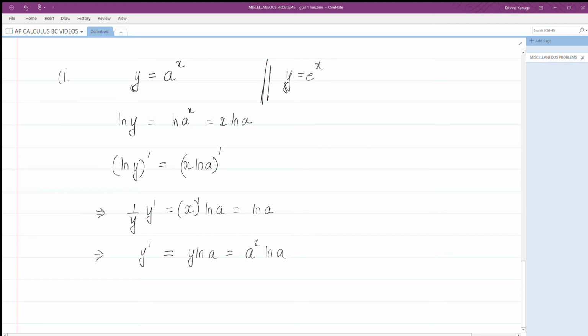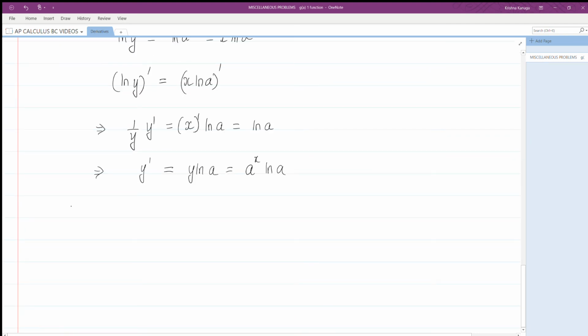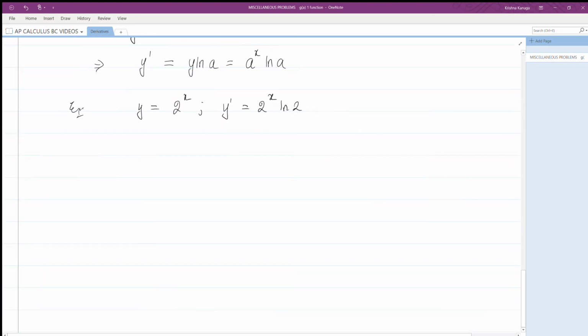So a simple example here would be, if y is equal to 2 to the power x, then y prime, if we use this formula, is going to be 2 to the x, and then we have to multiply it by ln of 2. So very simple, but something that you could derive very easily using the log stuff that we developed in the previous video.